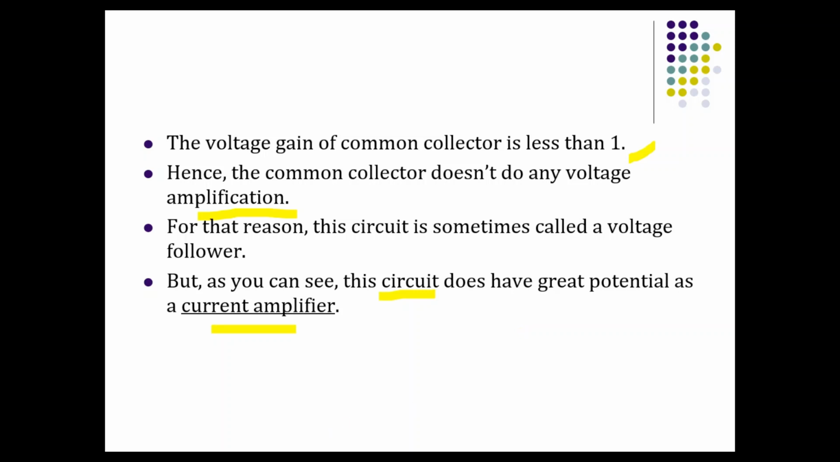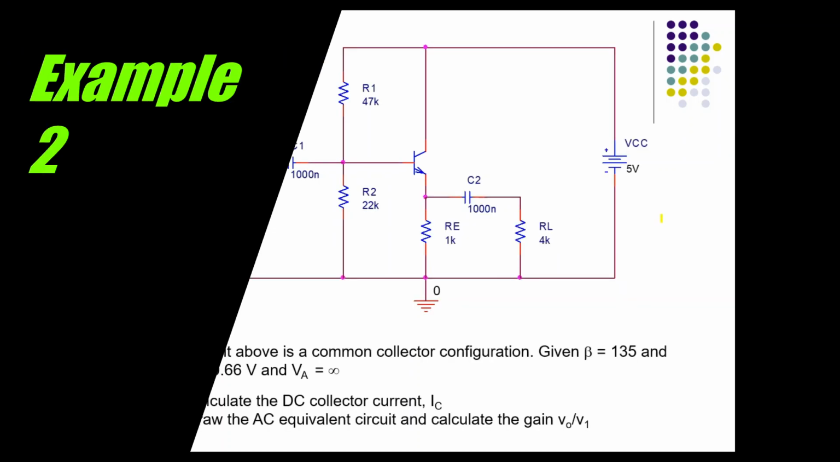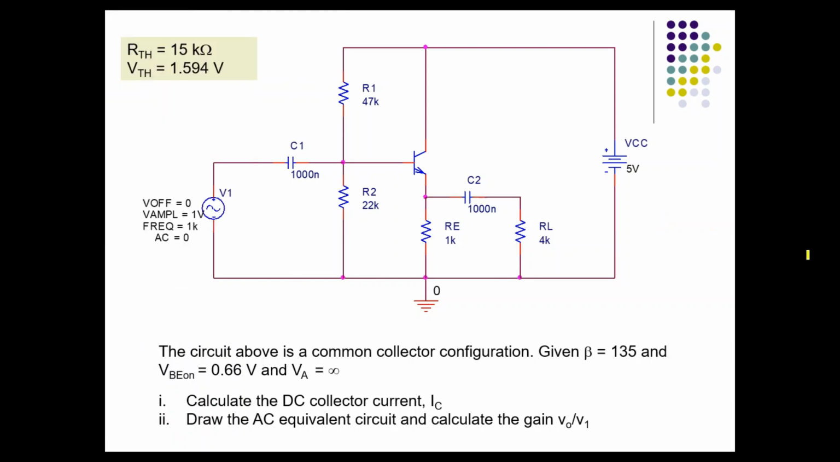Okay, so let's look at this second example. Again, the output is measured at the emitter terminal. However, this time you have RL. And of course, this is the input signal. You are given all these parameters. Beta is 135, VBE on is 0.66, VA is infinity. I have calculated RTH and VTH.